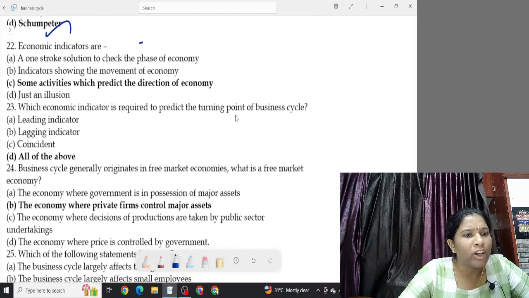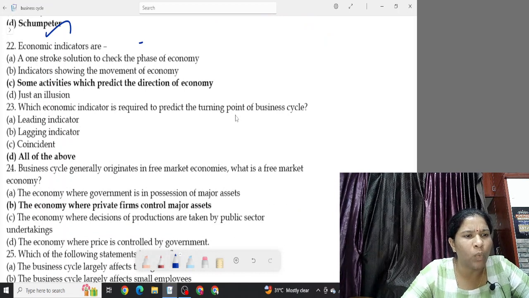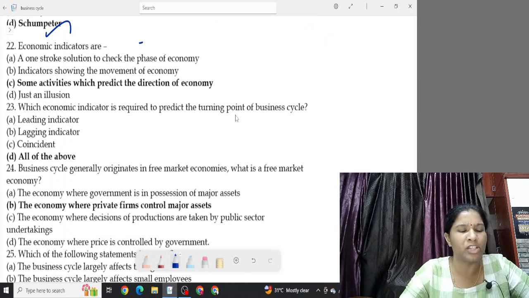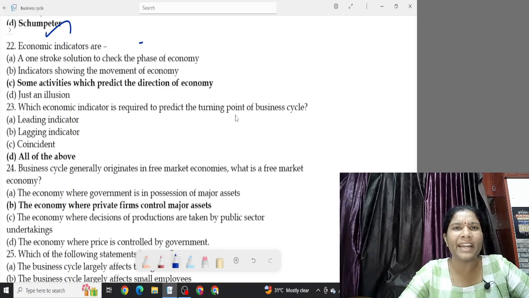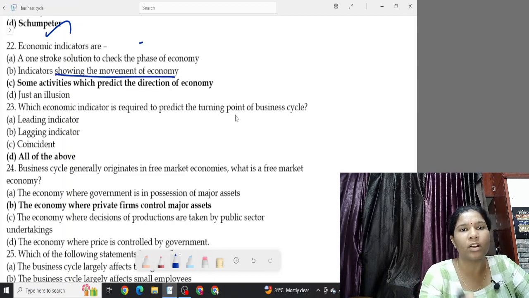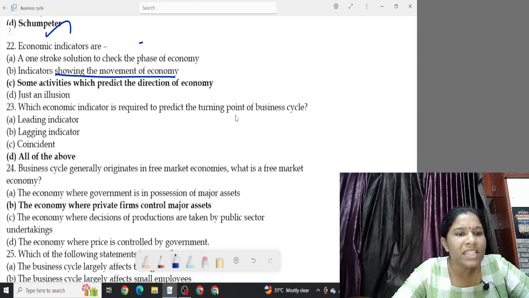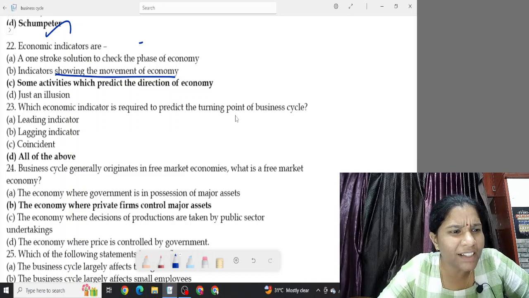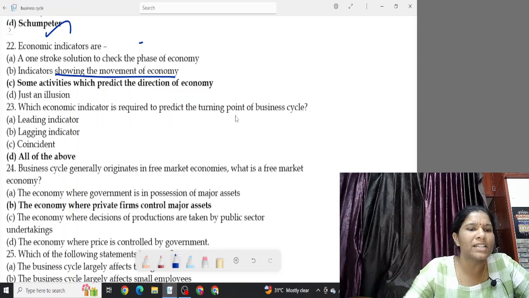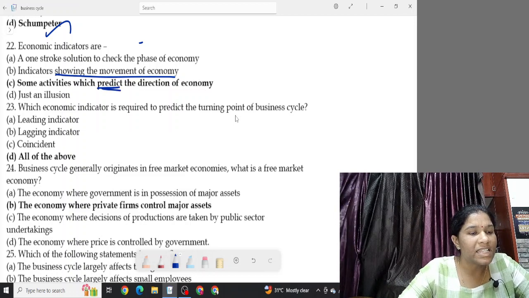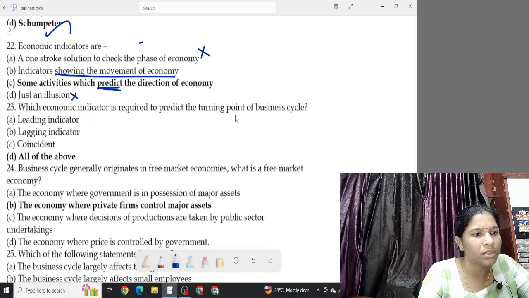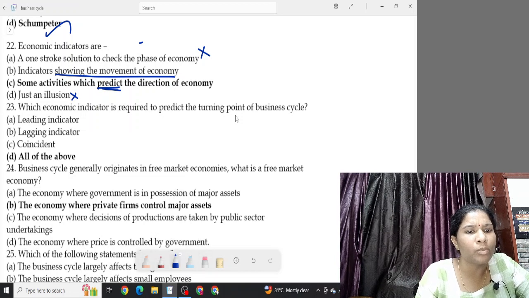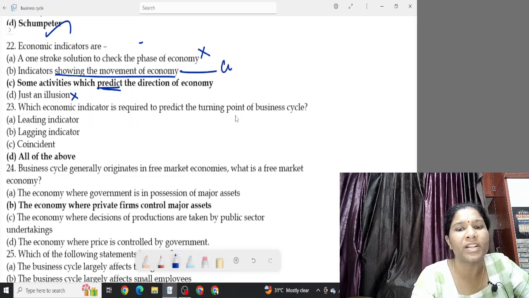Then, economic indicators are what? A one stroke solution to check the phase of economy? Indicators showing the movement of economy? No, economic indicators are three in number. They are not showing the movement and all that. Some activities which predict the direction of economy. Of course, it is a prediction method, that's all. It is not an illusion, it is true. It is not a one stroke solution. Indicators showing the movement? No, showing the movement would mean it is coincident only.